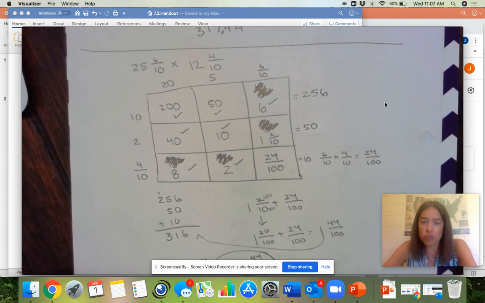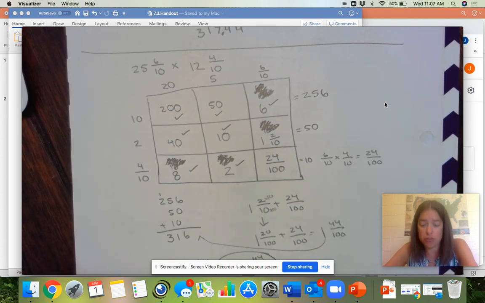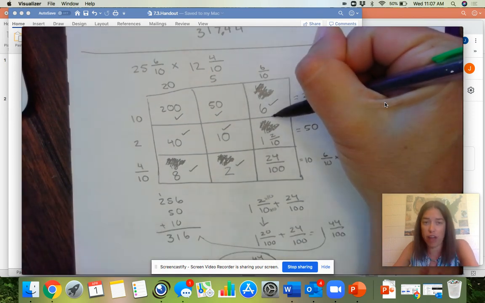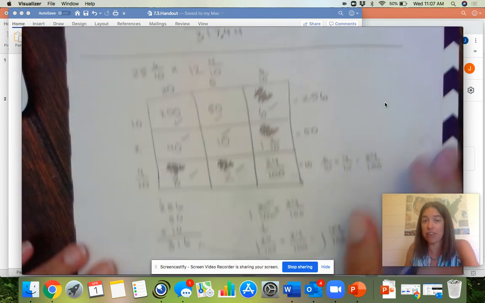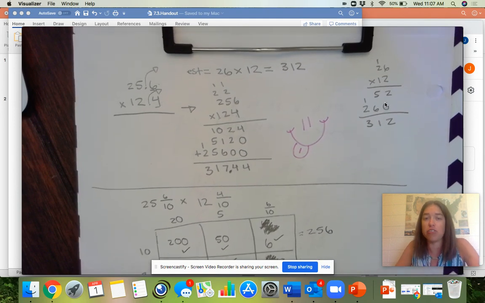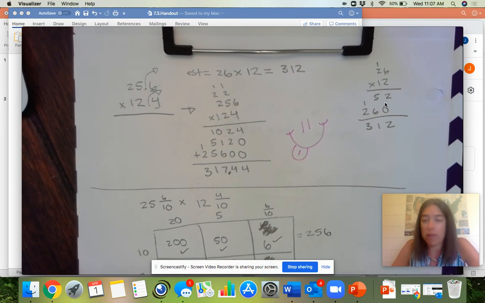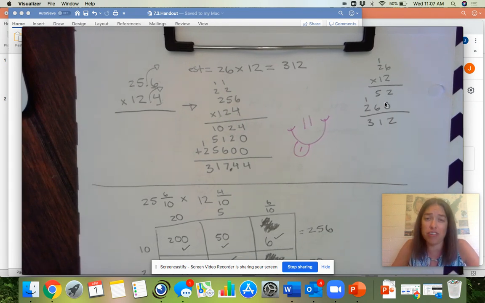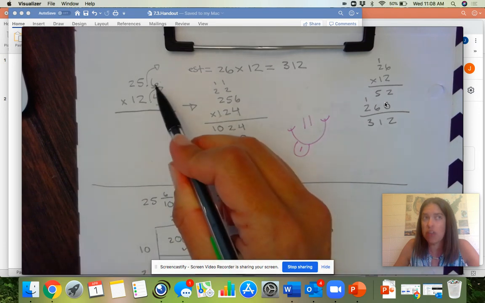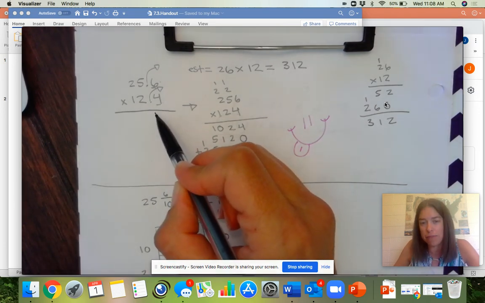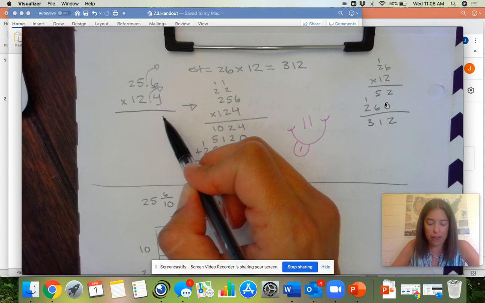It is your choice which strategy you would like to use. If you like using fractions, feel free to use your fractions. If you prefer the standard algorithm, please feel free to use the standard algorithm. I am not going to make you use one strategy or the other. I just want you to see how both of them work. And now we have those two strategies. I know what I can't use right now is repeated addition because I can't really add 25 and 6/10, 12 and 4/10 times.